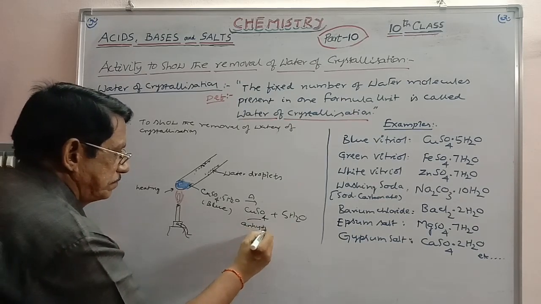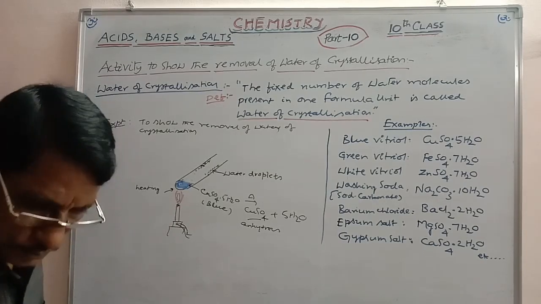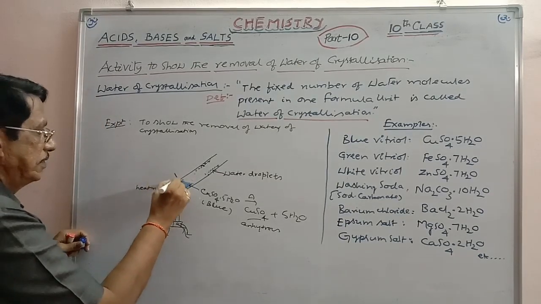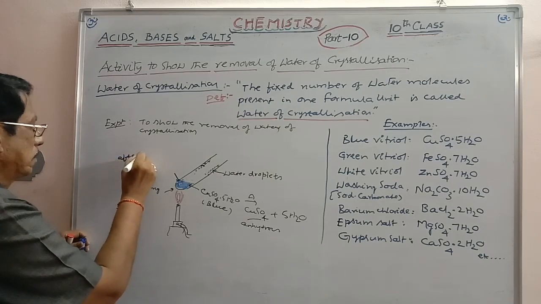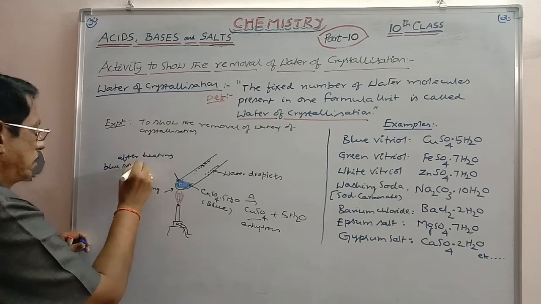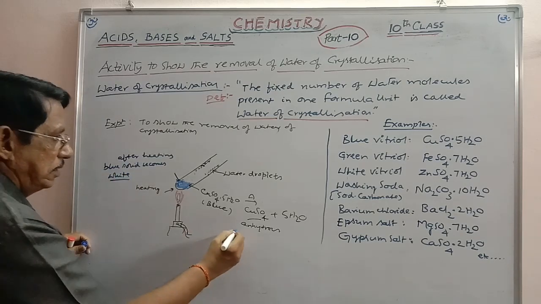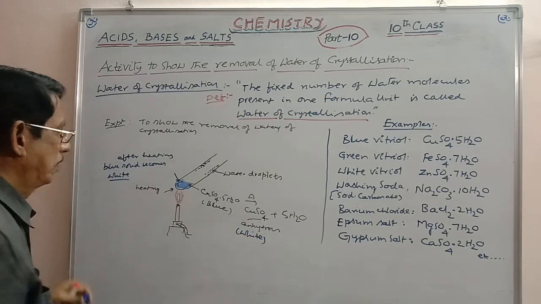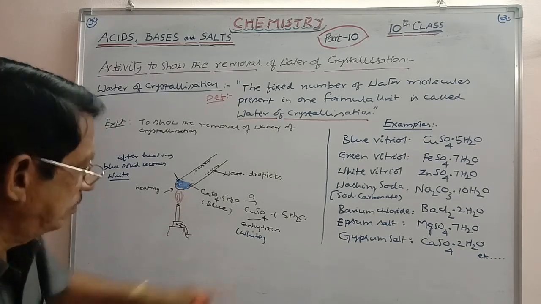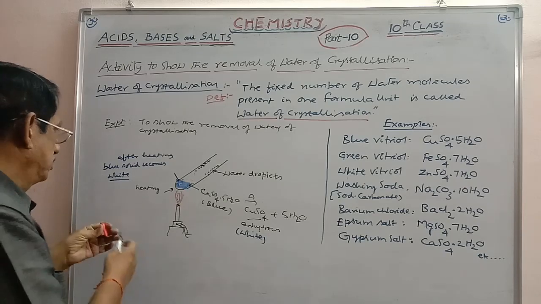So this is anhydrous copper sulfate. After heating, the blue solid becomes white. Why? Because of the formation of anhydrous copper sulfate. Anhydrous copper sulfate is white in color. After the loss of water molecules, the whole solid is completely converted into a white solid. This is the white solid.